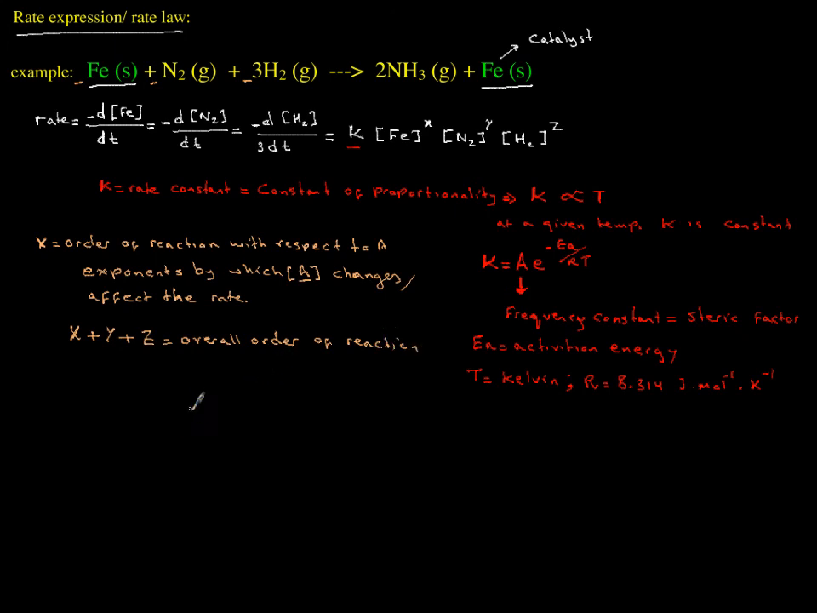Now what you should know is that K and orders of reaction, again, you can find them through experiments. So they have nothing to do with your stoichiometry. In the next slide, I'm going to do one calculation where we are going to calculate order of reactions and the rate constant K.